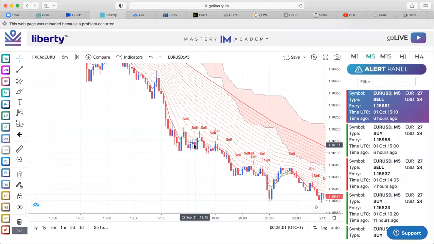Now the candle should break above, right? Break through that blue tick line for a buy or break through the red tick line for a sell. And the last one should be the sell or buy arrow.